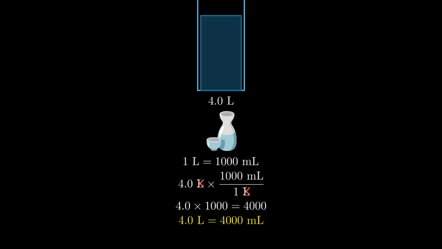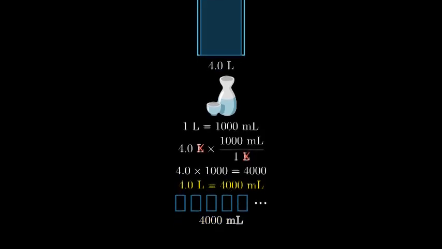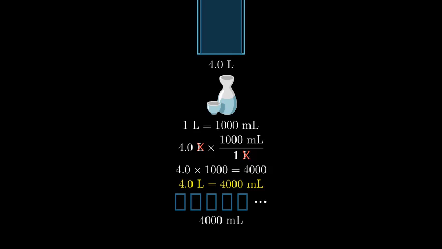Let's visualize this another way. If we were to pour our 4 liters into milliliter containers, we would need 4,000 of them. That shows us just how much smaller a milliliter is compared to a liter.